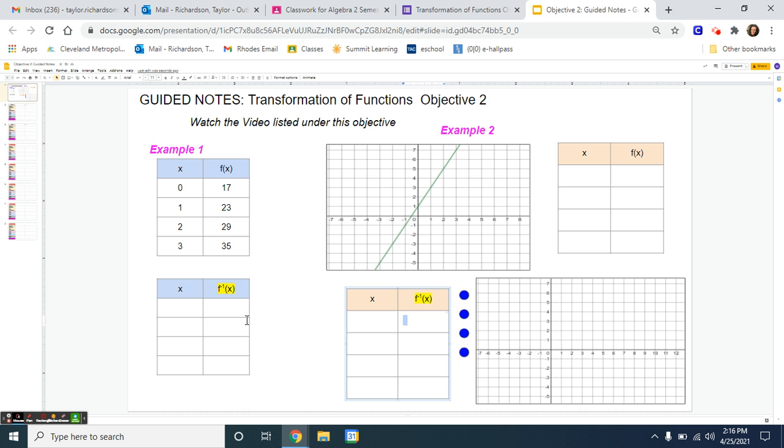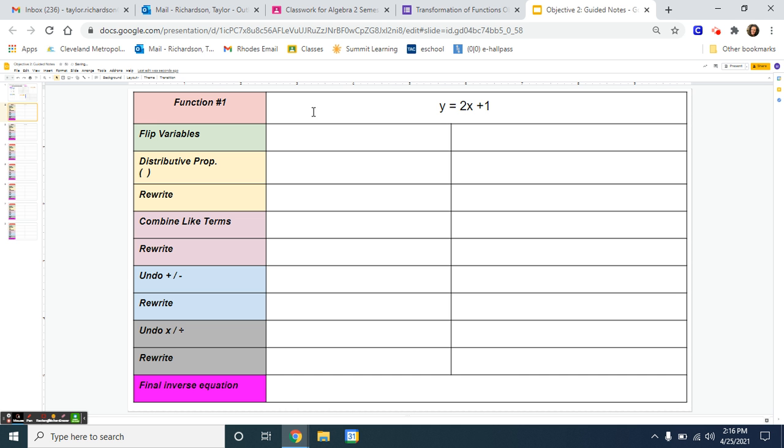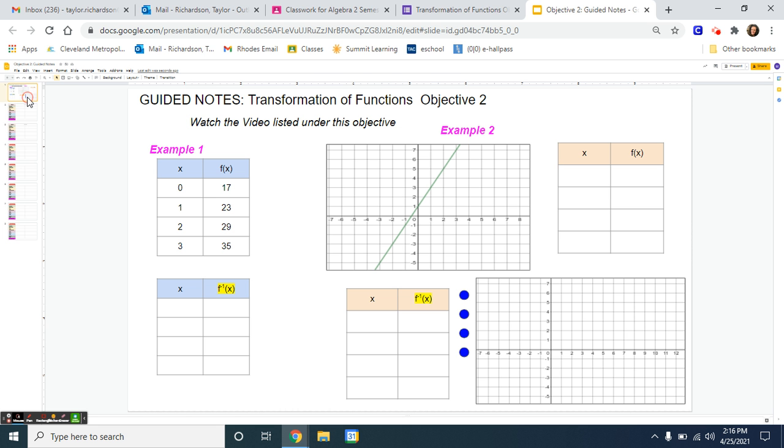It's the opposite of something. So if I'm giving you a table and I'm asking for the inverse table, I'm asking for the opposite table. Same thing, I'm giving you a graph. I'm asking for the inverse graph. I want the opposite graph. And then on slide 2, I'll be giving you an equation and I want the opposite equation, the inverse equation. So that's what we're doing for each of these examples.